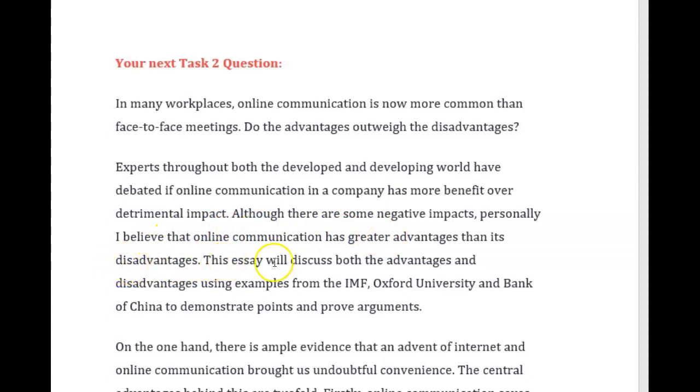Fine. "This essay will discuss," now again, look at this: advantages, disadvantages, and then again, advantages, disadvantages. So you need to have some cohesion here, okay? "This essay will discuss both viewpoints using examples from the IMF, Oxford University, and Bank of China to demonstrate points and prove arguments."